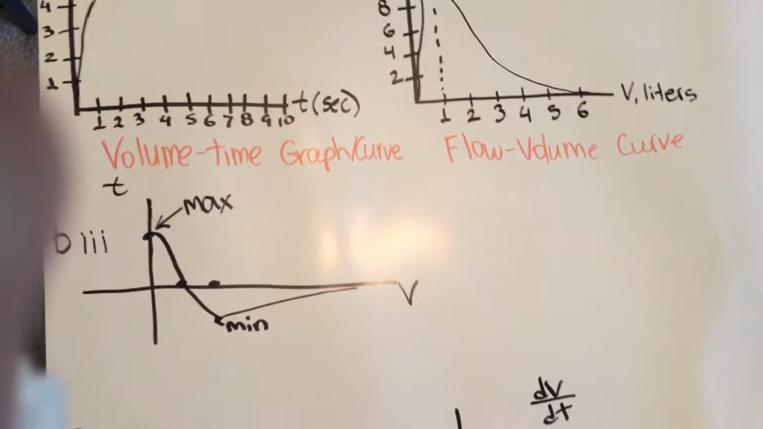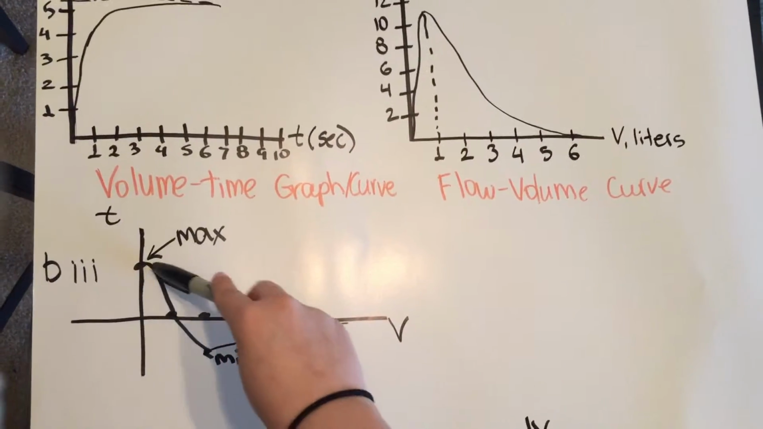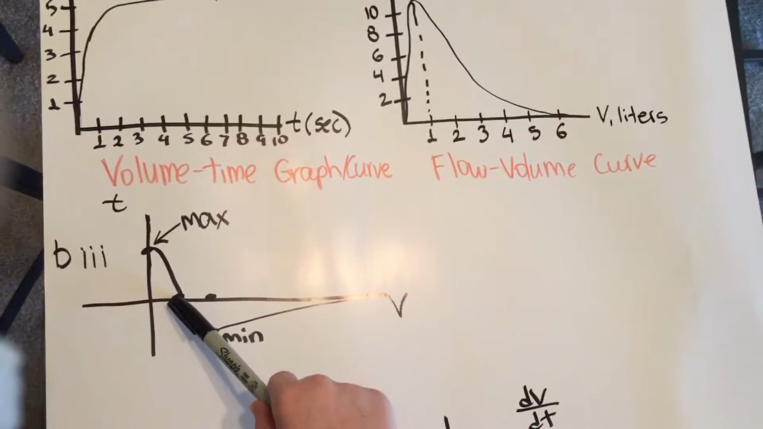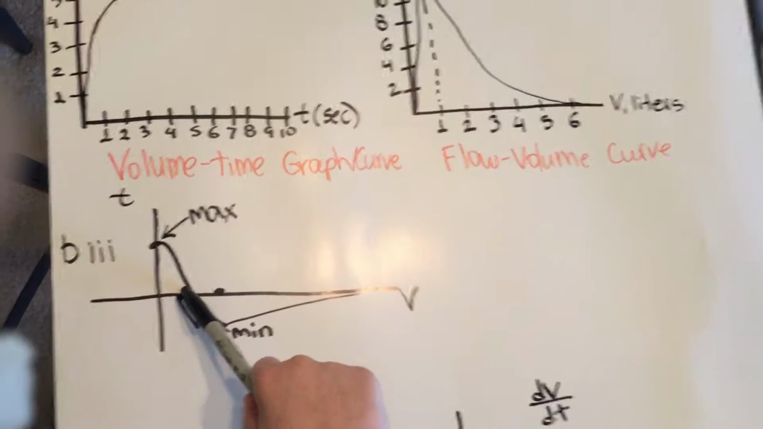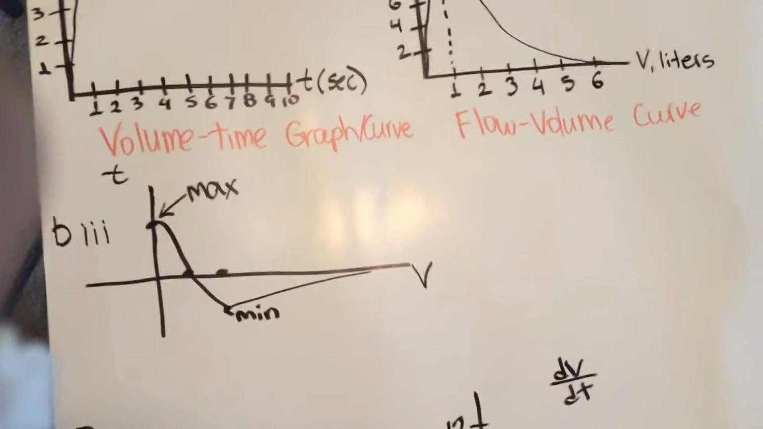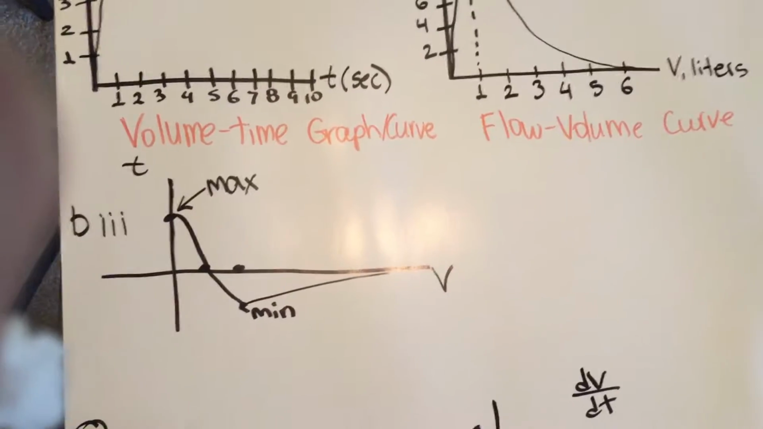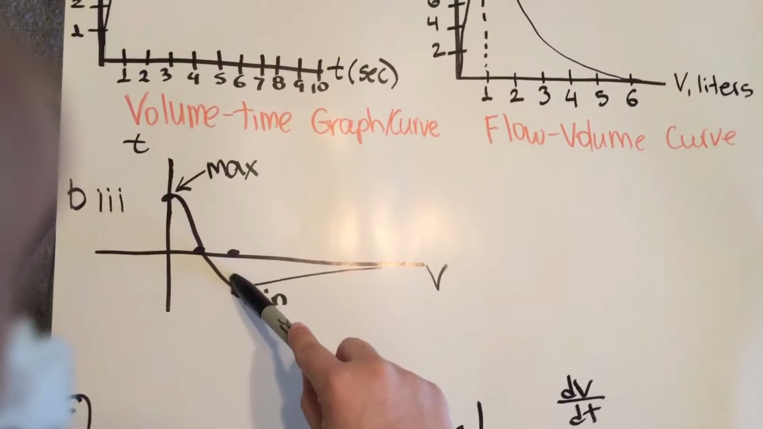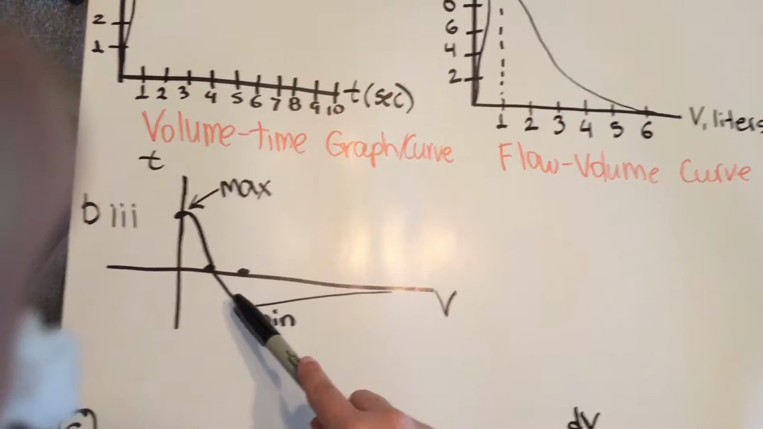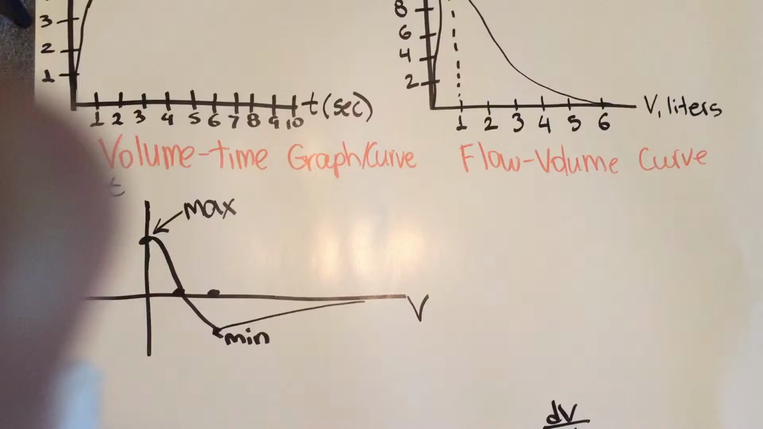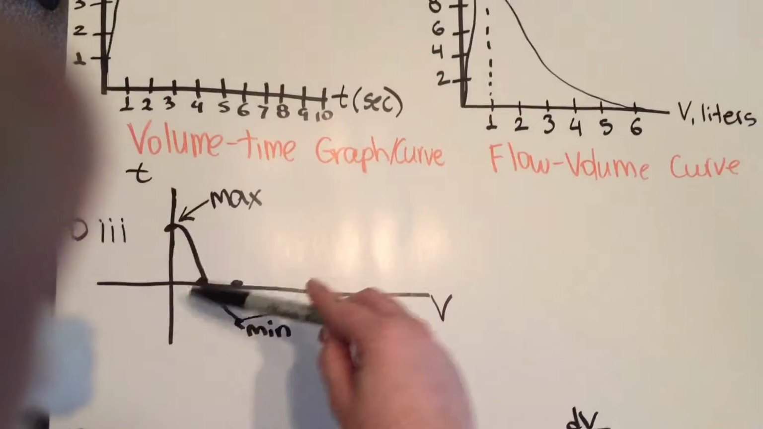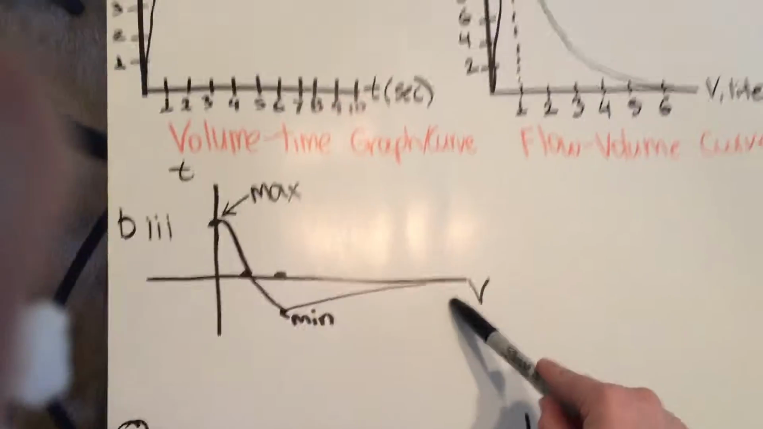This means that the flow rate was increasing very quickly at first, right here. Then it reached a maximum at 1 liter. After 1 liter has been expelled, the flow rate decreased more and more rapidly between 1 and 2 liters of exhalation, and then decreased less and less rapidly between 2 and 2.5 liters of exhalation. So this is the curve.